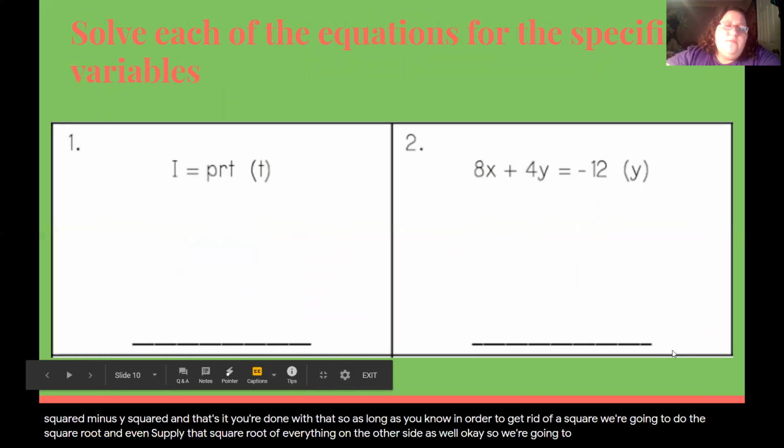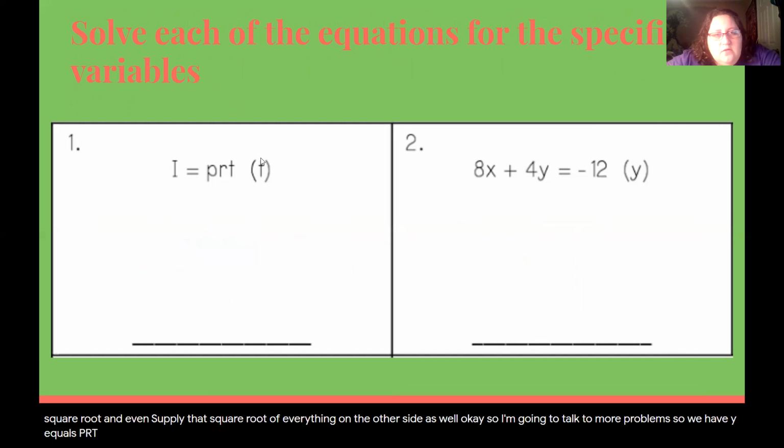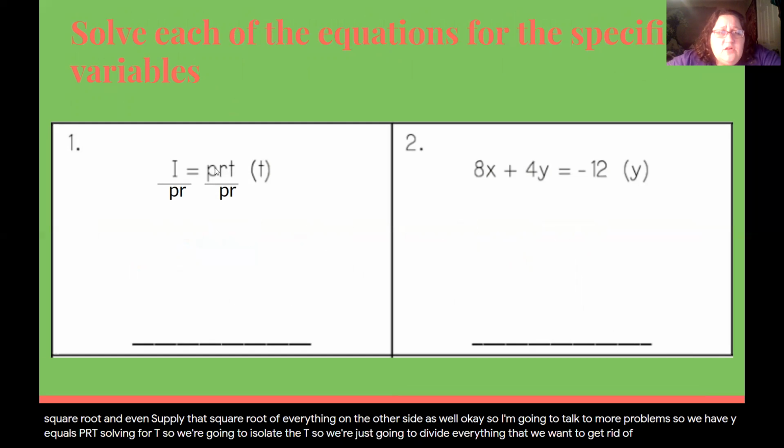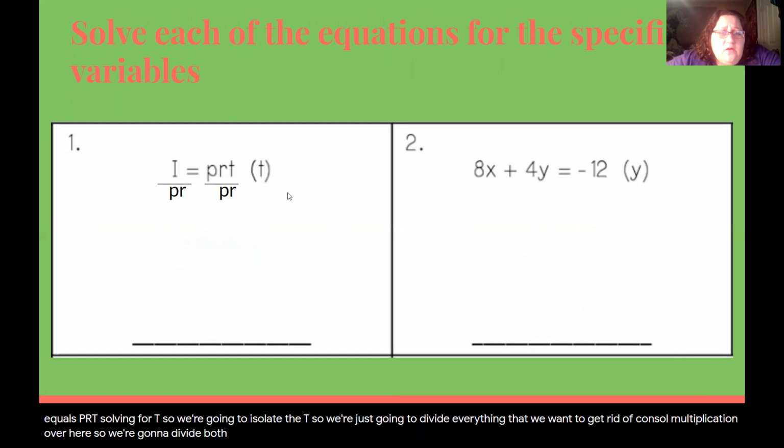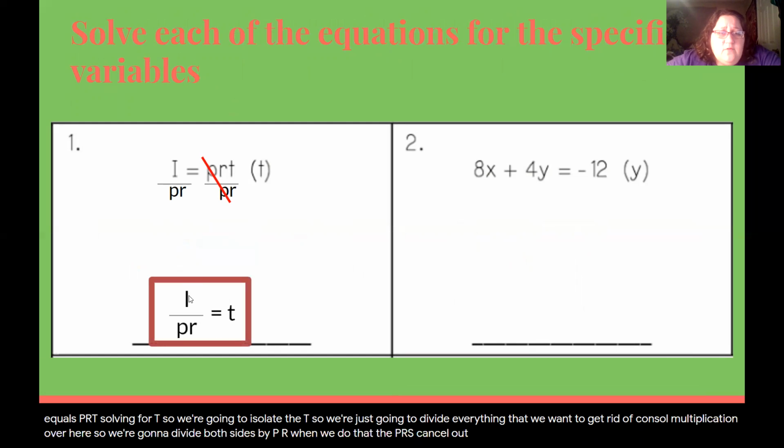Okay, so we're going to solve two more problems. So we have I equals PRT, solving for t. So we're going to isolate the t. So we're just going to divide by everything that we want to get rid of because it's all multiplication over here. So we're going to divide both sides by PR. When we do that, the PRs cancel out. And I'm just left with I over PR equals t. See, not too difficult. So let's do another one.